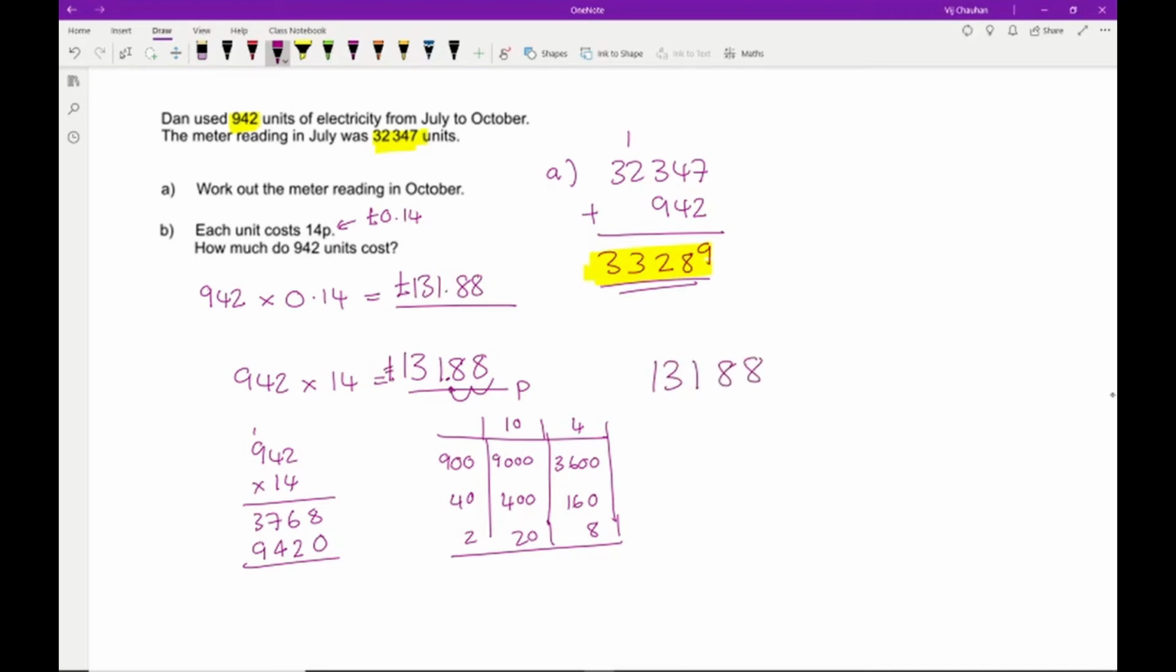Now, if I did have the answer of 13188, now I always say that to do well in maths, it's about 65% knowledge, 35% common sense. So think to yourself, well, where does my decimal point go?